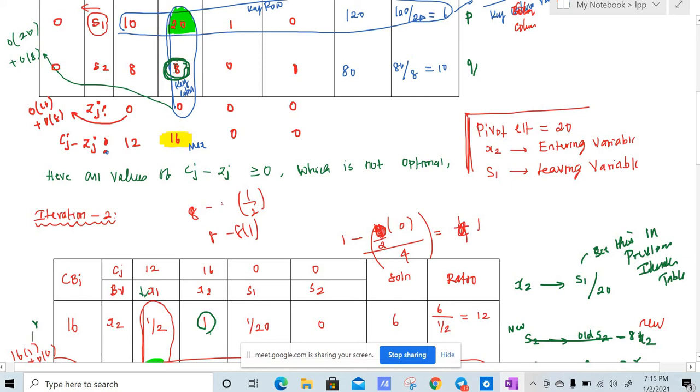Now you need to make this element 0 with the help of this element. Very important step. This is called the key element. The key element has to be 1, and the other elements below or above have to be 0. But here you can see there is no element above. The element below is 8. So you need to make 8 into 0 with the help of this row.